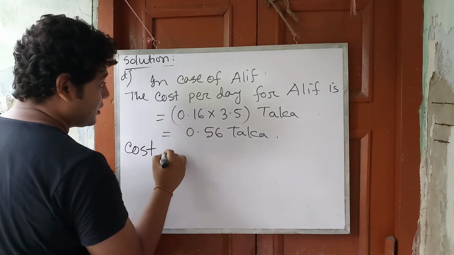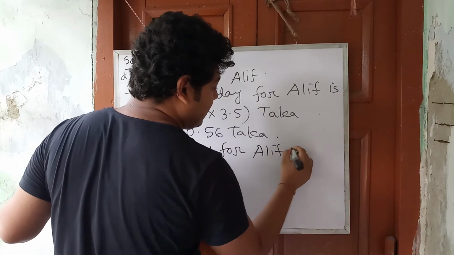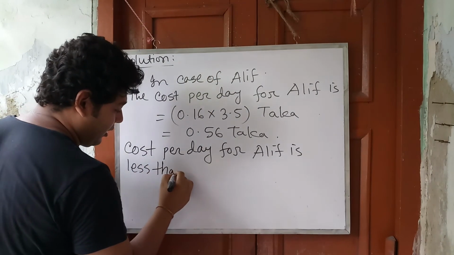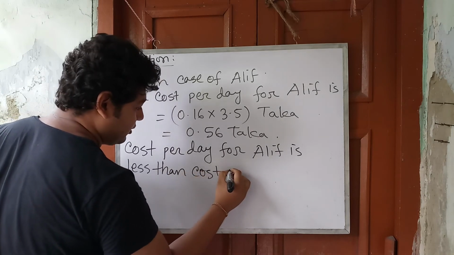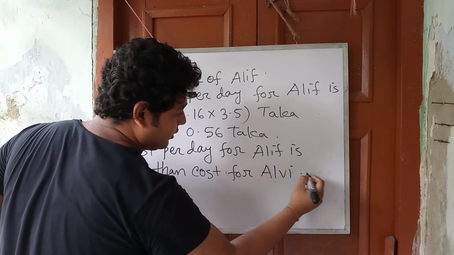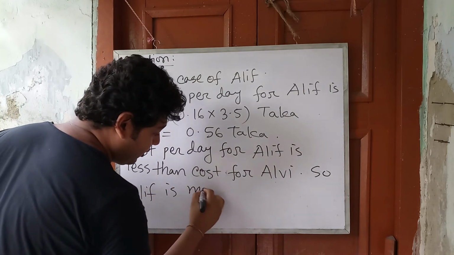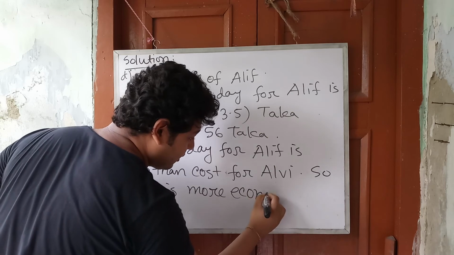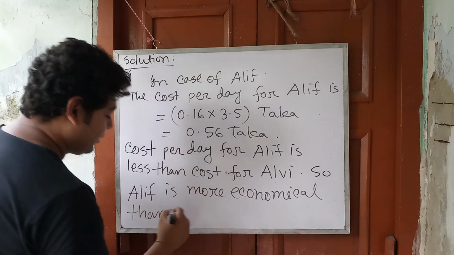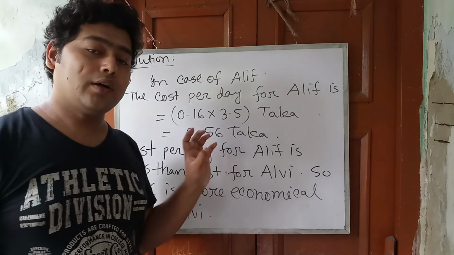You can write that the cost per day for Alif is less than the cost for Alvi. So Alif is more economical than Alvi. This is the solution for our math.